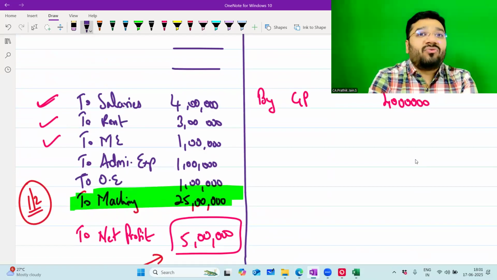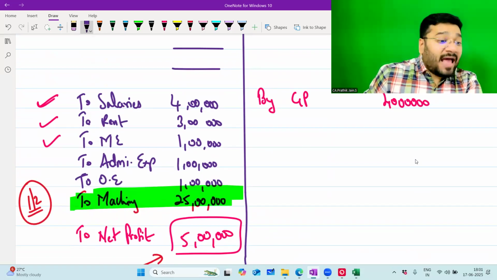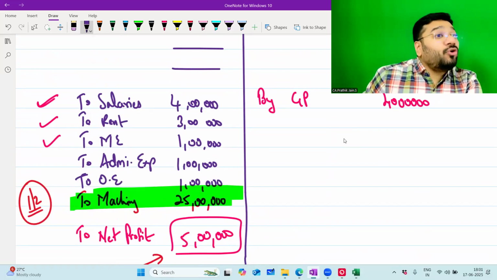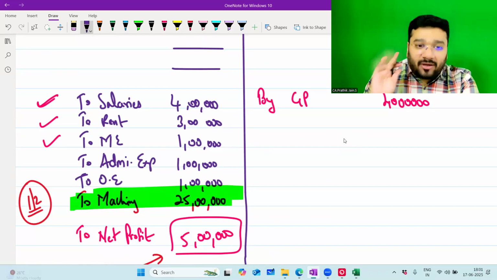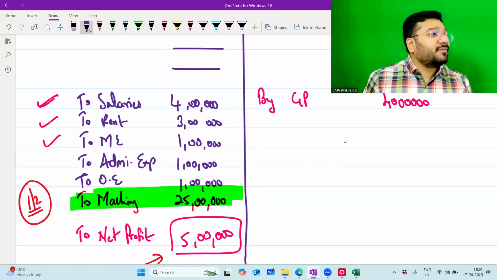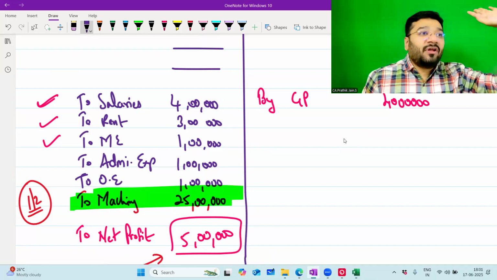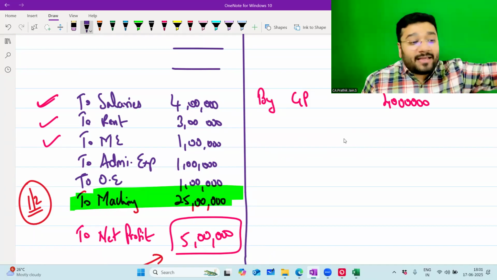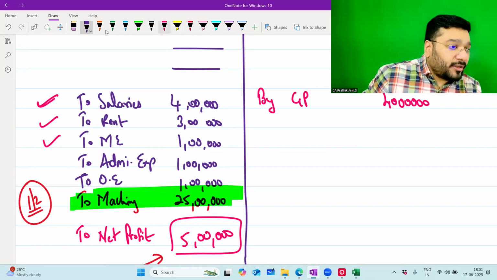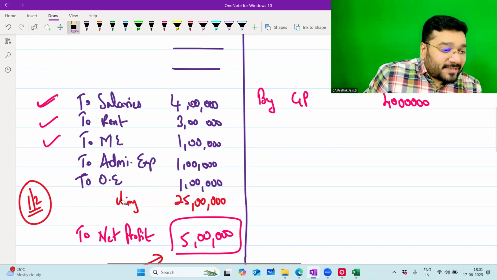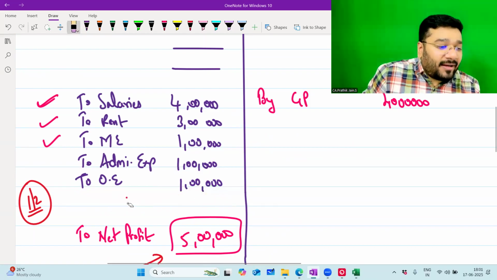So what did the government do? The government said, nothing doing, nonsense, fellow. I will not allow you to record the entire machinery in the P&L. You cheated me for so many years. We will not allow you to record this in the P&L. Take it to the balance sheet. Forever, you cannot claim the expenses on machinery. Oh my God, which means again, machinery I can't record in P&L.